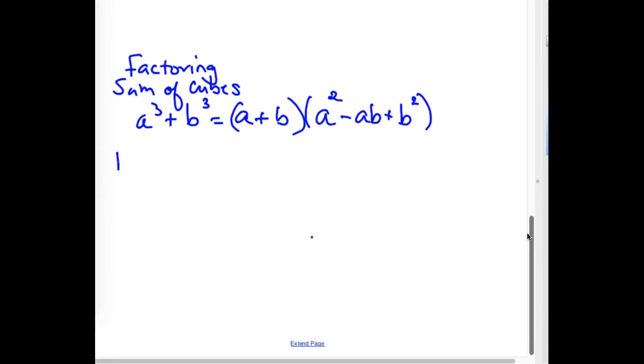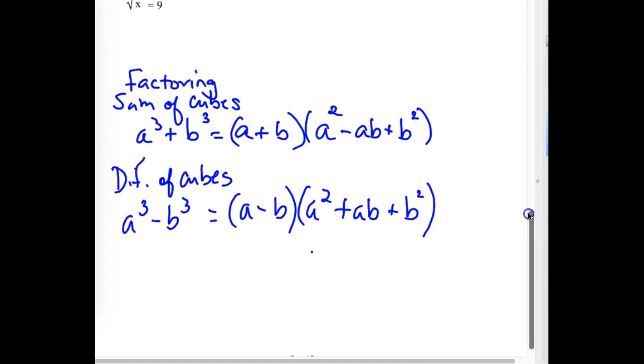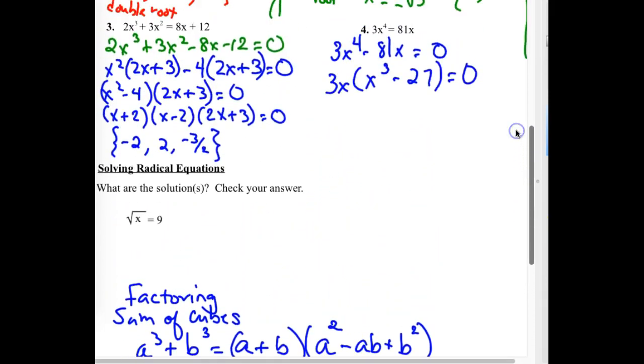The only thing different when we have a difference of cubes is our signs. So we start out with a cubed minus b cubed. It's going to factor into a minus b, so the same sign that we start with. Then we have that same pattern: square the first term, opposite the product, and square the second term. All right, so we want to use that factoring pattern on, what did we have, x cubed minus 27?